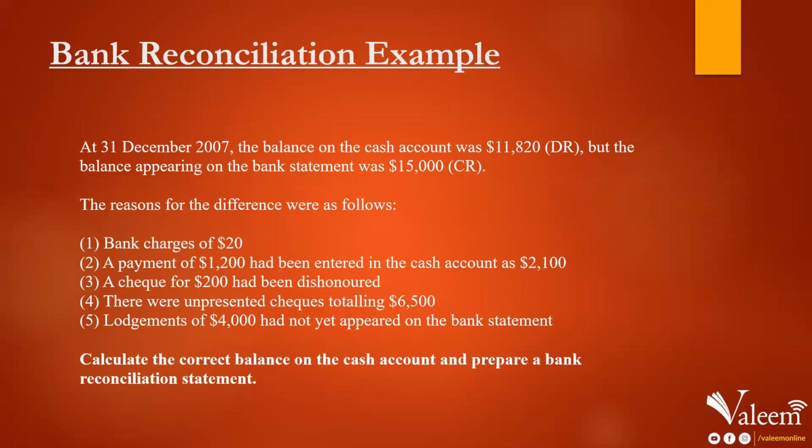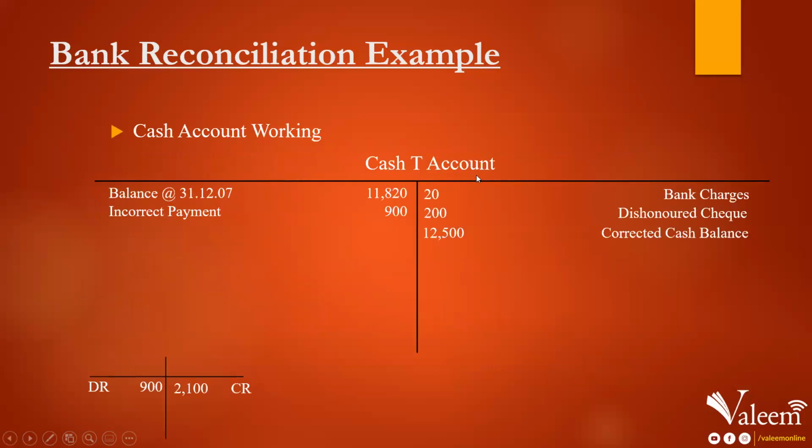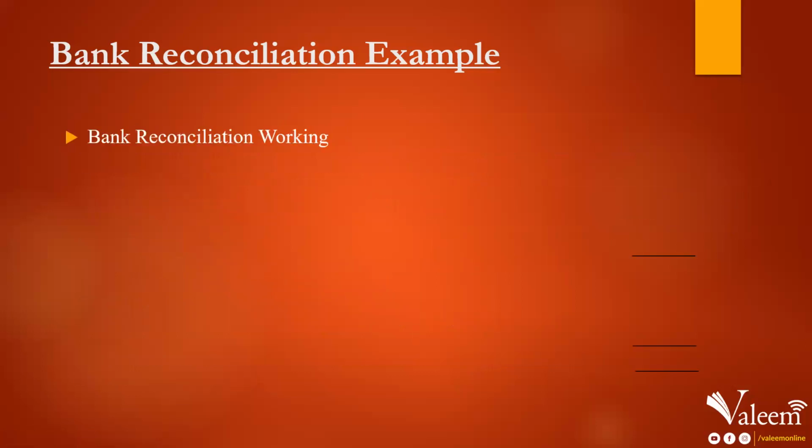The unpresented checks and the lodgements not yet credited, these do not go in my cash book like I told you before. These will go in our bank reconciliation statement because both of these things are something that we have already entered into our cash book. And this is something which will eventually be received or eventually be paid out of my bank account. So this will only affect my bank reconciliation statement. So let's move on to the bank reconciliation statement, keeping in mind that the balance appearing on the bank statement was 15,000 credit, which means it's a positive balance.